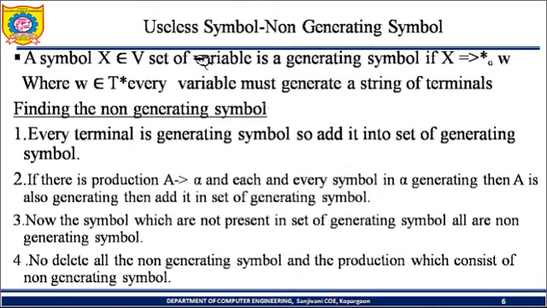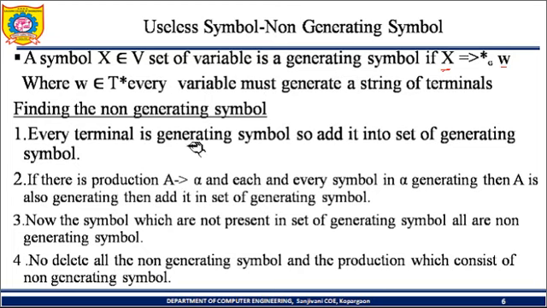First of all, the non-generating symbol. A symbol X, a variable which belongs to the set of variables V, is a generating symbol if some variable generates a word or string w, where w belongs to T star, T being the terminals. So every variable must generate a string of terminals. If terminals are generated with the help of that particular variable, then that variable is useful. So how do we find non-generating symbols?